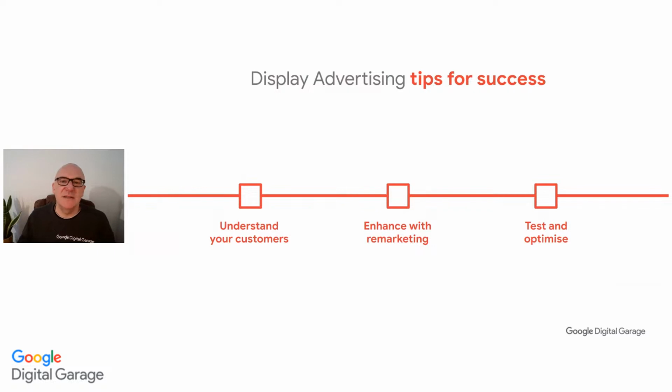So display advertising, the tips for success that we have here: understand your customers. That's absolutely crucial across all digital marketing. Understand your customers, do some research on them, find your audience types online. What are their likes, their interests, their age ranges? How do they speak? What are their occupations? What do they do? What's their salary, income bands? Once you start to build up a great picture or persona of your audience, you can start to create your content appropriately for them. You can enhance your display advertising with remarketing.